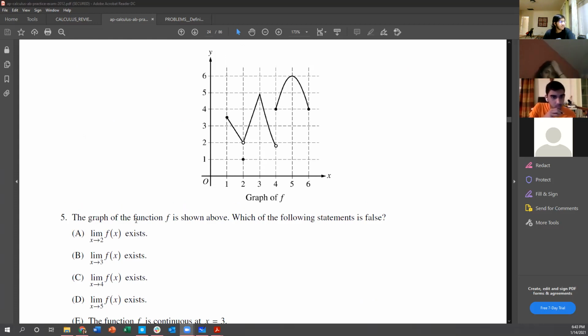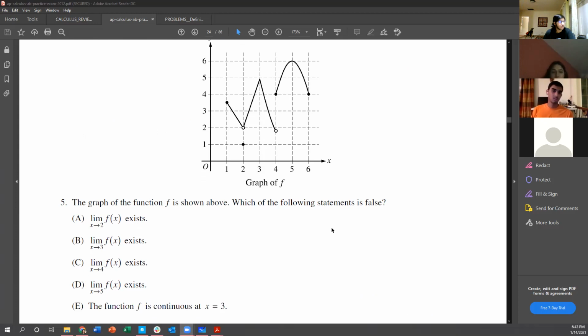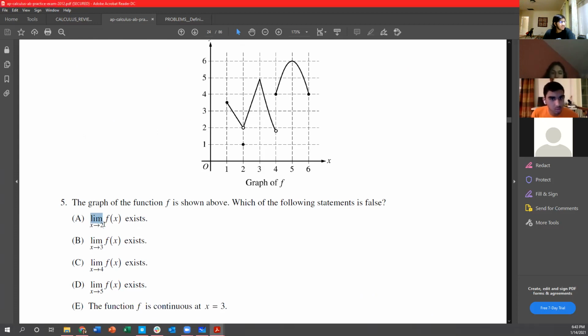The graph of the function f is shown above. Which of the following statements is false? Okay, limit as x approaches 2 exists. As x approaches 2, the limit does exist, right? Because it's still approaching the same thing. As x approaches 3, the limit exists. You guys would agree, I think, because we're approaching the same thing from the left and right. At 4, however, it doesn't exist, right? Because we have a jump discontinuity, going from here to here.